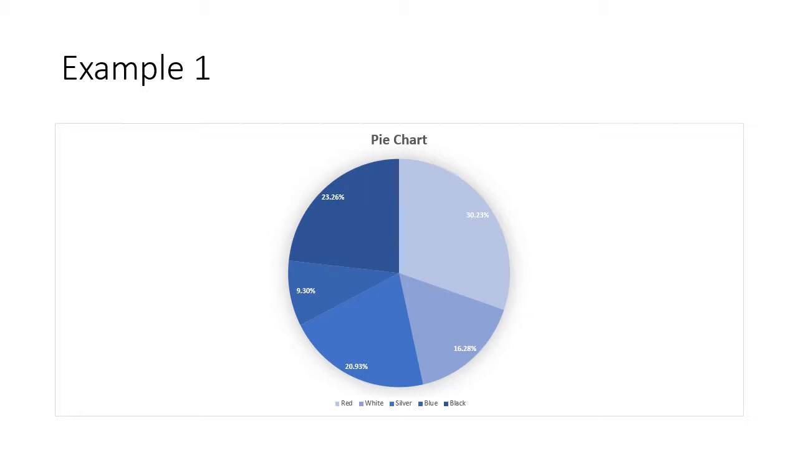And again, you want to make sure that you have your key at the bottom, right? Which section of the pie is going to be red and white and so on.